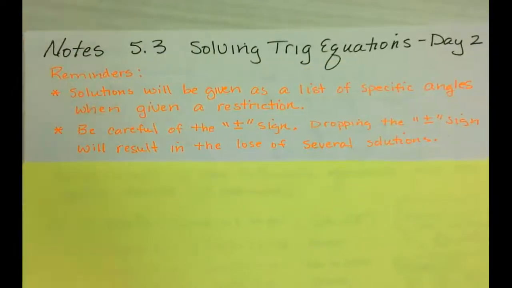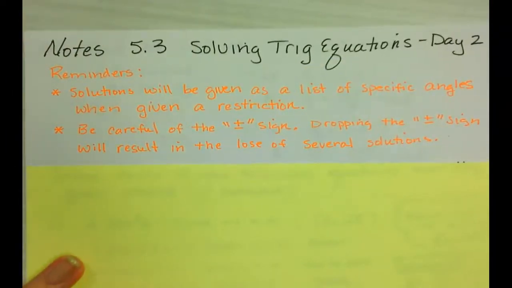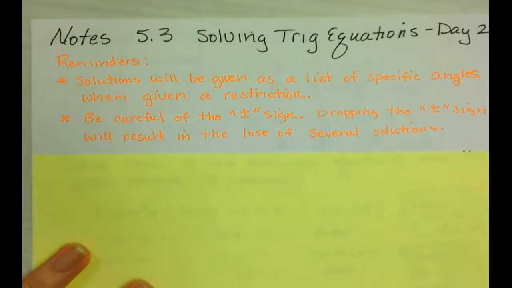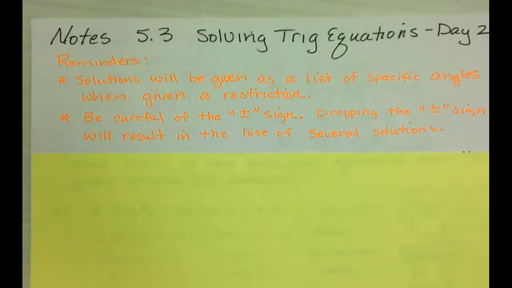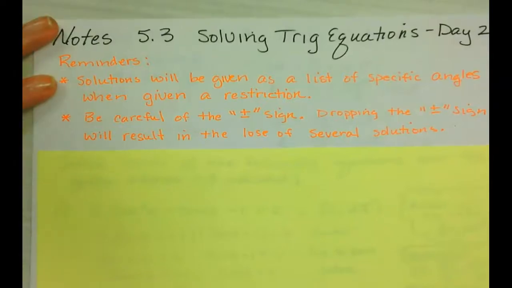So a few things to remember as we're working through these problems is that solutions will be given as a list of specific angles when the problem says there's a restriction. So we'll talk about what that's going to look like. And when that is the case, then we're just going to say x equals or theta equals or beta equals, whatever the variable happens to be, and we'll list out all the angles that satisfy that equation. Be careful of the plus or minus sign. Dropping that plus or minus sign can result in losing several solutions. So we definitely don't want to do that.